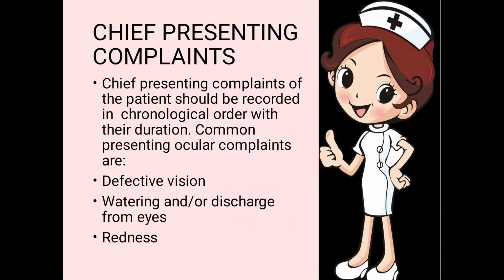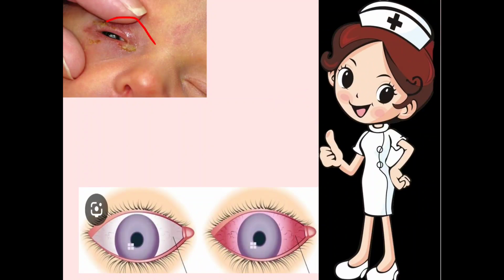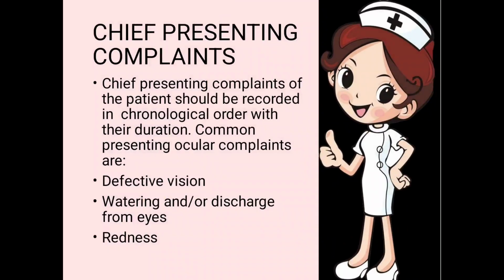Next one is watering and/or discharge from the eyes. The patient complains that water is coming from the eyes and discharge is coming from the eyes. You can notice here that this whitish material is the discharge. Sometimes watering occurs, sometimes discharge occurs, and sometimes watering as well as discharge is coming from the eyes of the patient. And we have to note down the duration: watering and discharge since 2 days, since 2 weeks.